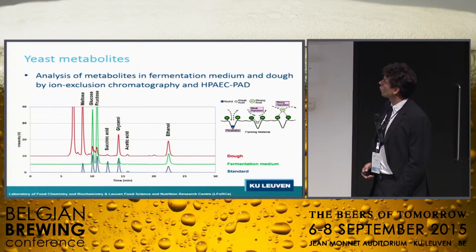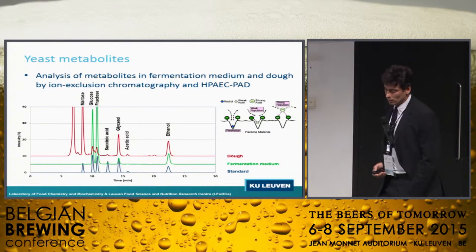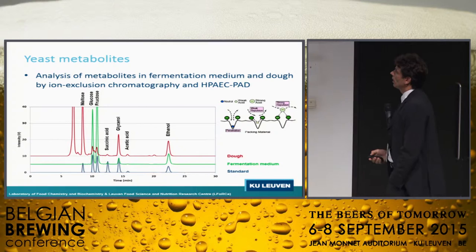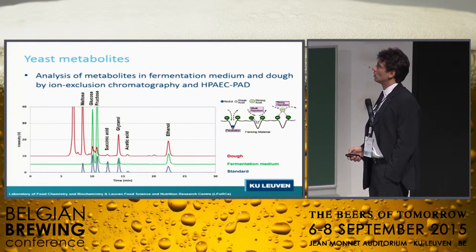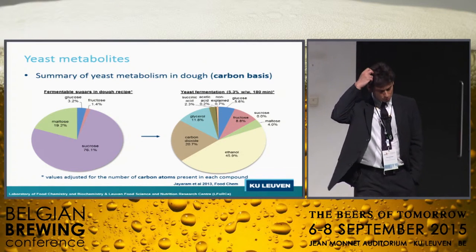So we are interested in these metabolites. We try to analyze them. One of the methods is ion exclusion chromatography. Another is high-performance anion exchange chromatography, allowing us to differentiate between different metabolites. So we did this analysis on dough.